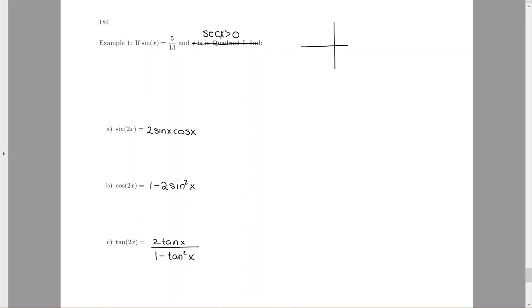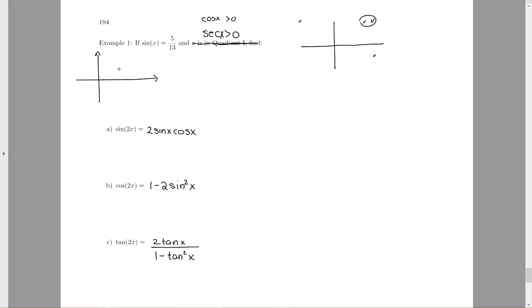So you've got to think, okay, sine's positive here and here. Secant's positive. Secant is the flip of cosine, so if secant's positive, cosine's positive. Cosine's positive here and here. So where they're both positive is quadrant 1. So when I go to draw up my triangle, I need to be in quadrant 1 to satisfy both of these conditions.